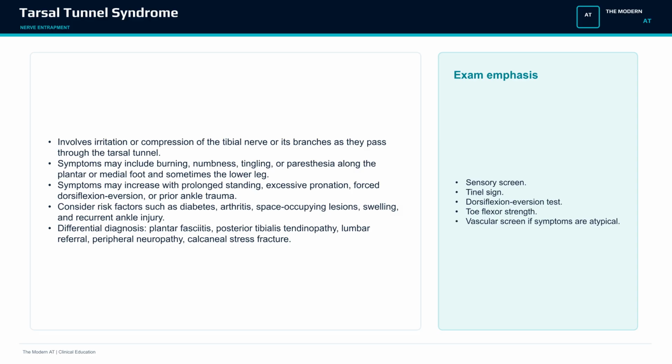The exam should include sensory comparison, Tinel sign over the tarsal tunnel, dorsiflexion eversion provocation, toe flexor strength, foot posture, and medical risk factors. Differentiate this from plantar fasciopathy, posterior tibialis tendinopathy, lumbar referral, peripheral neuropathy, and calcaneal stress injury. If symptoms are progressive, atypical, vascular, or linked to systemic risk factors, refer.